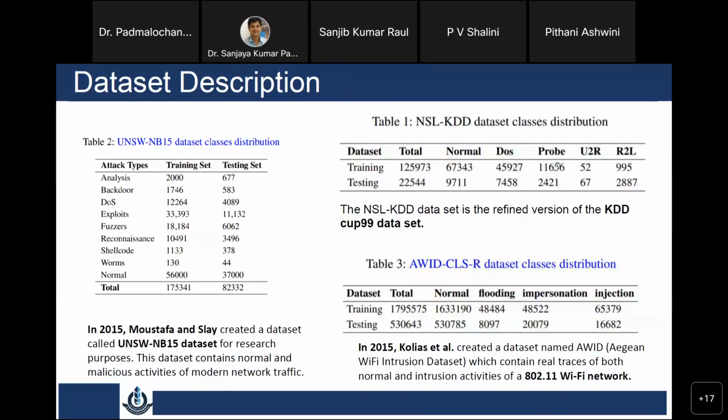The NSL KDD dataset is pretty old, but it was widely used for quite a long time. And then this one is a very recent one, and it is more Wi-Fi and cloud specific attacks, for intrusion detection systems used for cloud systems or Wi-Fi networks. For them, a lot of attack signatures are available in this dataset, the AWID CLSR dataset. So these datasets are used for training and analysis purposes.